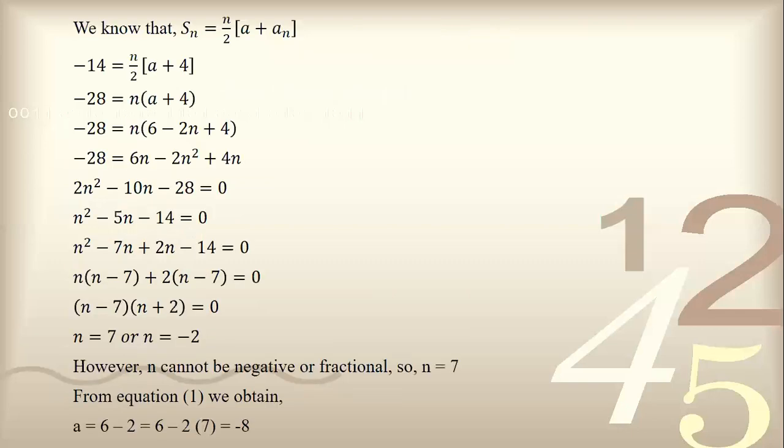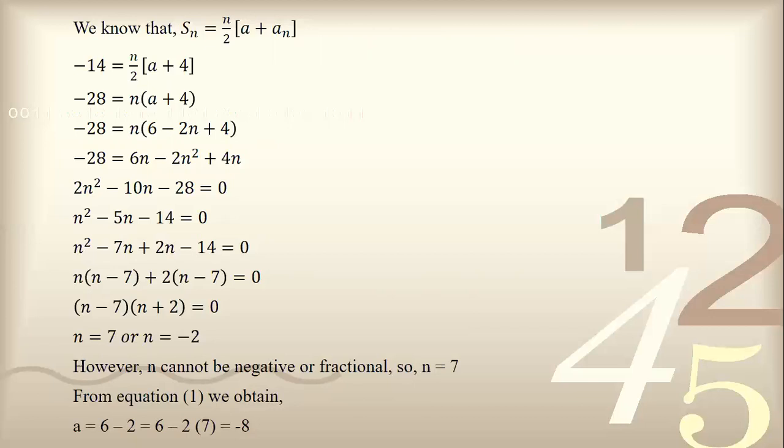Now we know that Sn is n by 2 into (a plus an) because we know the last term, so we are using the last term formula. Minus 14 equal to n by 2 into (a plus 4). So minus 28 is n into (a plus 4). Now we know that a is 6 minus 2n. We are substituting that. Then we form a quadratic equation. 2n square minus 10n minus 28 equal to 0. Throughout we can divide by 2. So n square minus 5n minus 14 equal to 0.